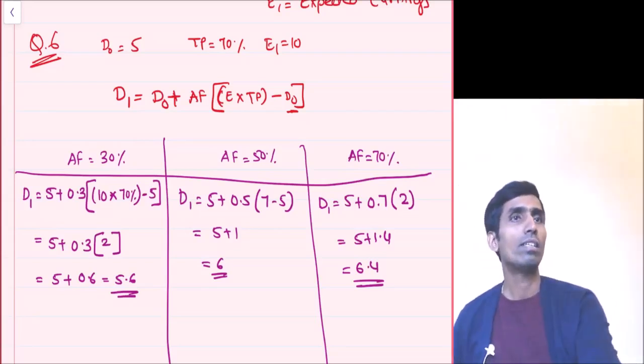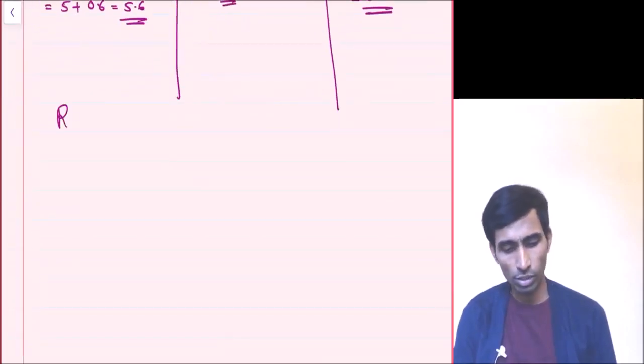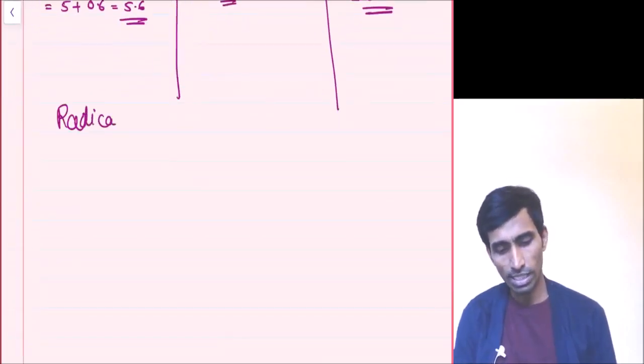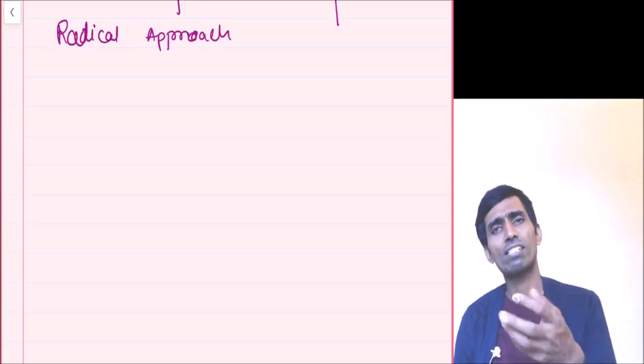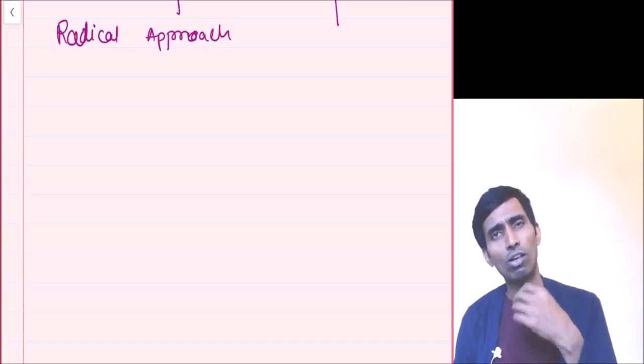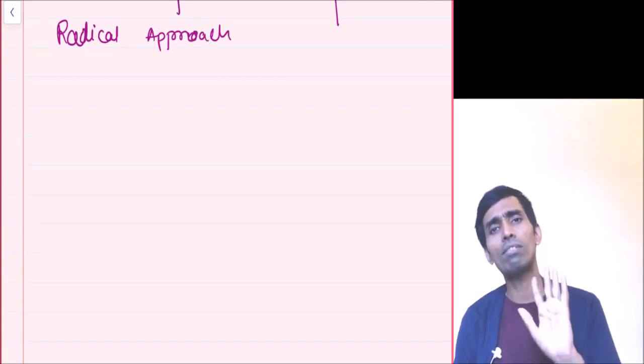Understand? Now the next is something called the radical approach. This is just theory. There are no questions on this radical approach. This is based on tax. See, when you buy and sell shares, you attract capital gains tax. Even when the dividend is paid, you have tax on that.